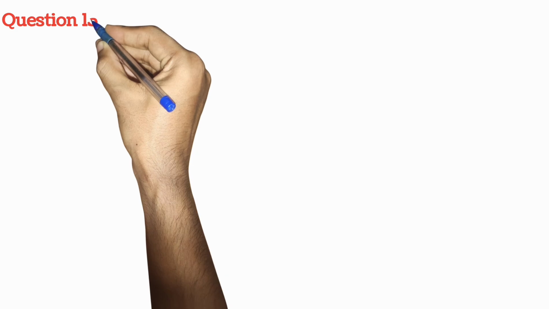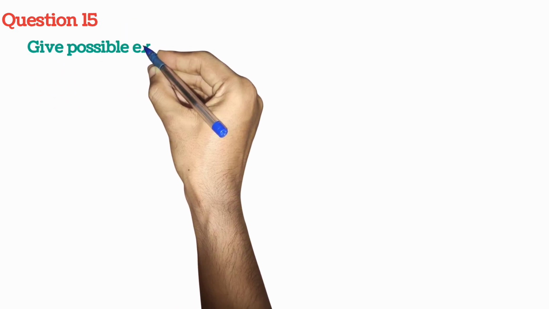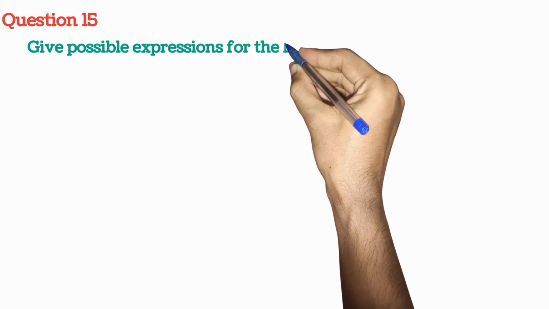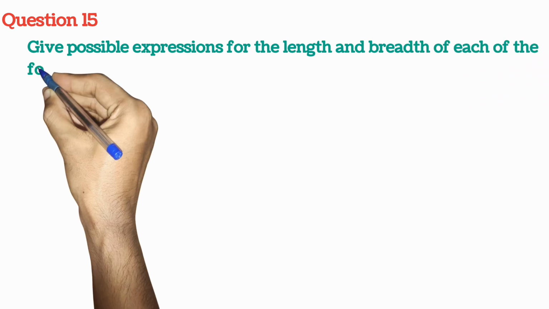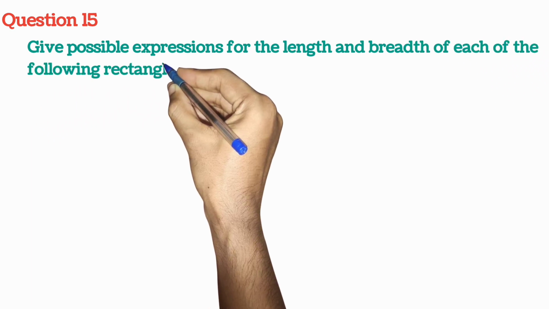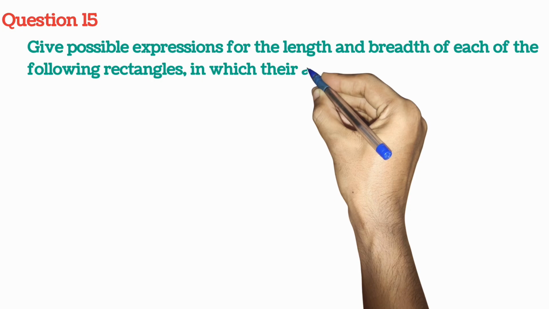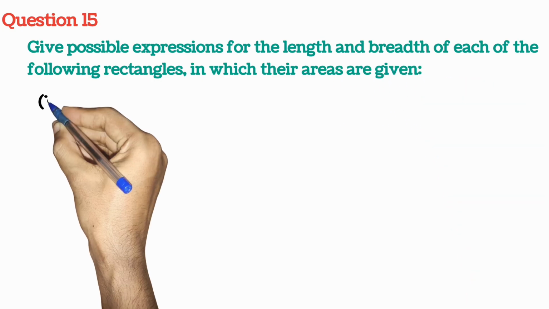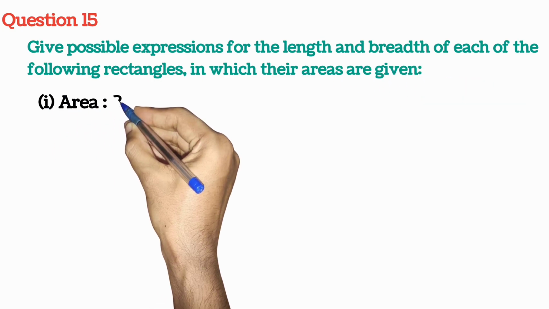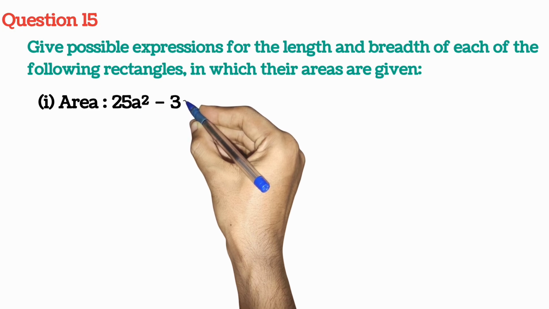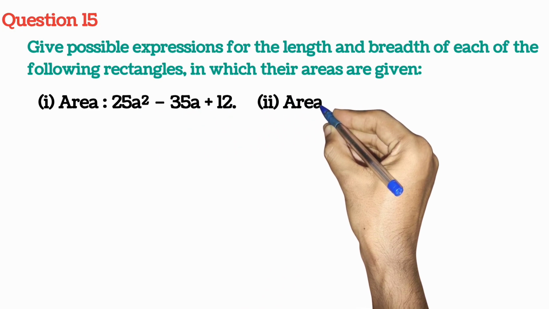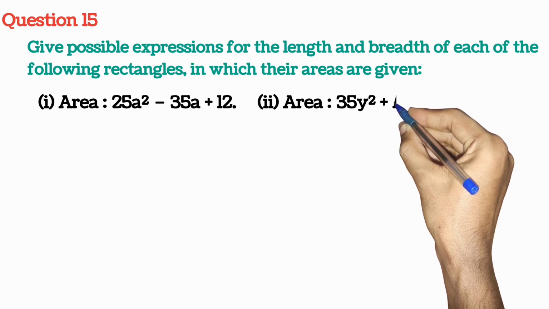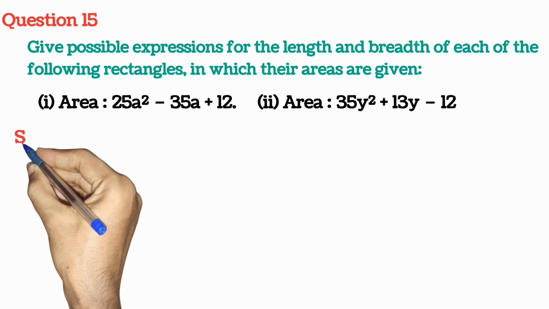Question number 15. Give possible expression for the length and breadth of each of the following rectangles in which their areas are given. First one, area equal to 25a square minus 35a plus 12, and second one is area equal to 35y square plus 13y minus 12.